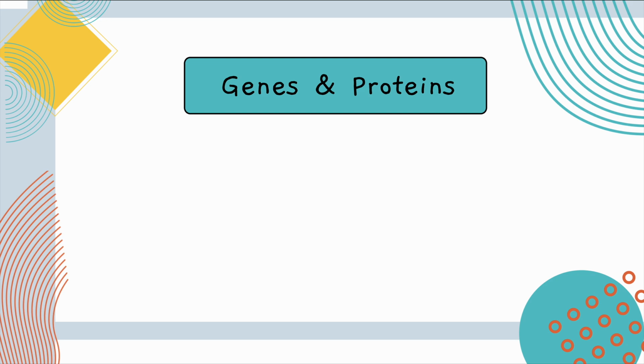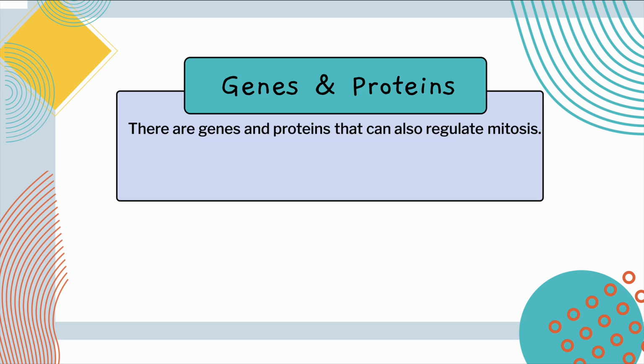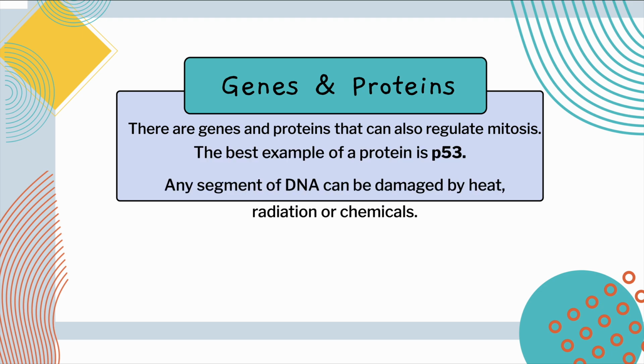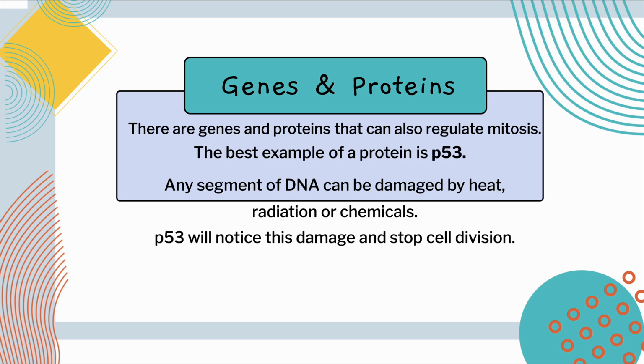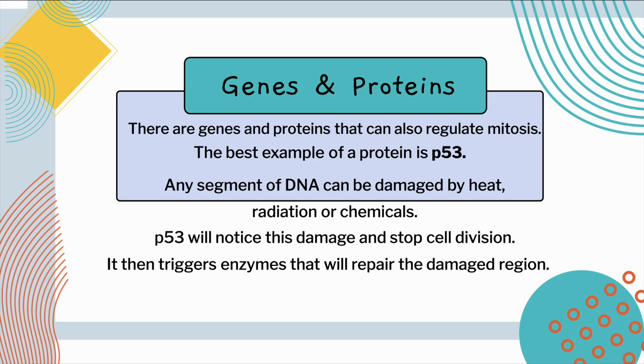There are genes and proteins involved in the checkpoint. They also regulate mitosis. The best example of a protein involved is p53. Any segment of DNA can be damaged by heat, radiation, and chemicals. But p53 will notice this damage and stop cell division. It then triggers enzymes that will repair the damaged region.